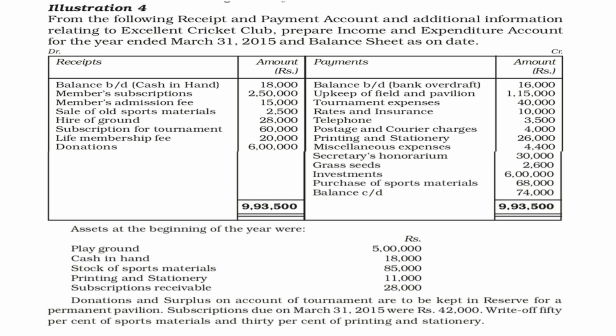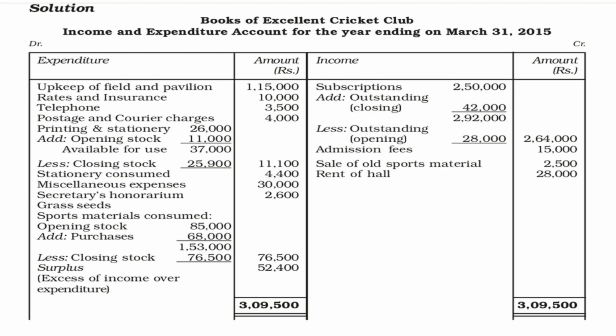The next item, investments, is an item of asset not taken in the income and expenditure account but in the balance sheet. The next item, purchase of sports materials, is an item of expenditure taken on the expenditure side of the income and expenditure account, but adjustments are there. In the case of the sports materials also, the same treatment as that of the printing and stationery is done. That is, the sports materials at the opening is taken in the inner column. The amount spent for purchasing the sports materials during the year is added, and the closing stock of sports materials is deducted.